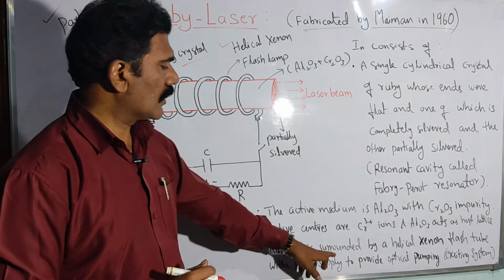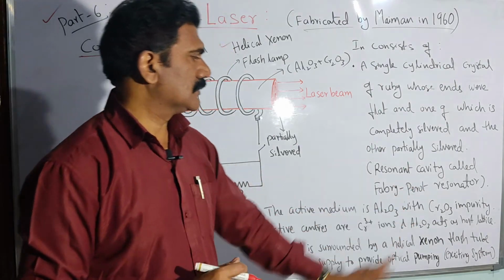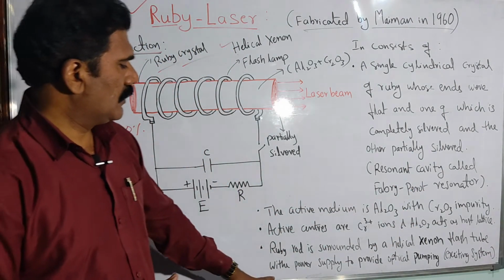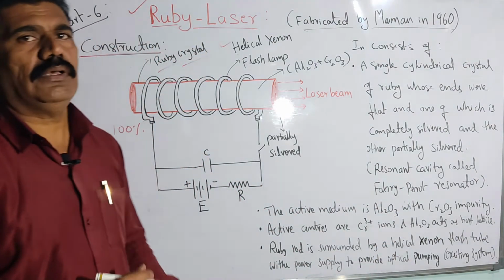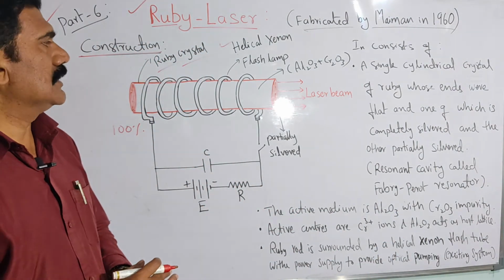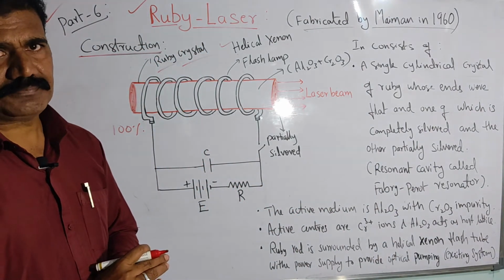Then the ruby rod is surrounded by a helical xenon flash tube with a power supply to provide the optical pumping. That is for the excitation; it is considered the exciting system. Is it clear?